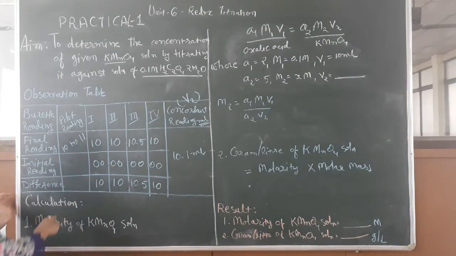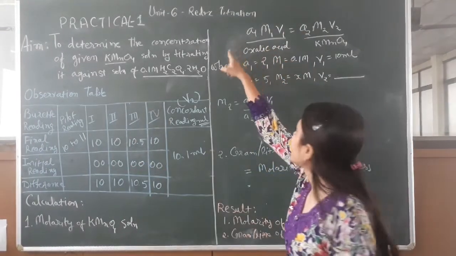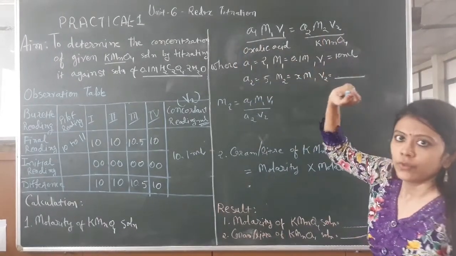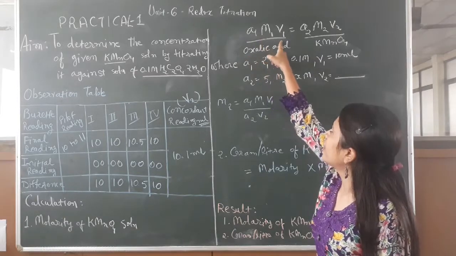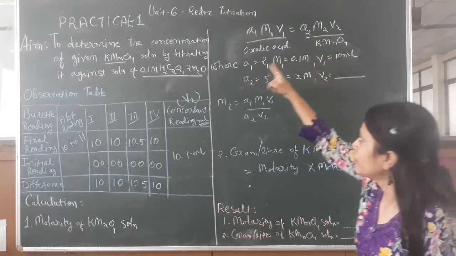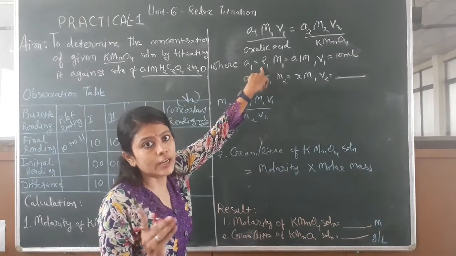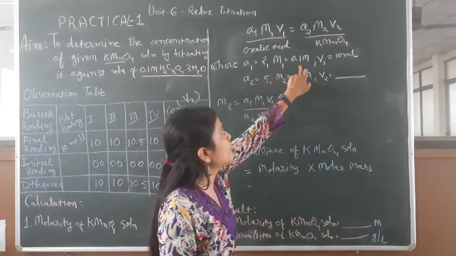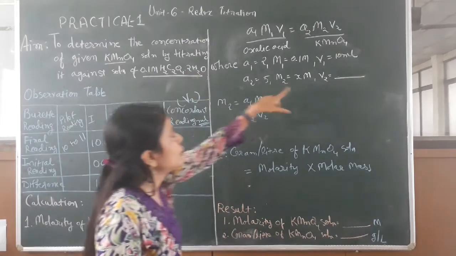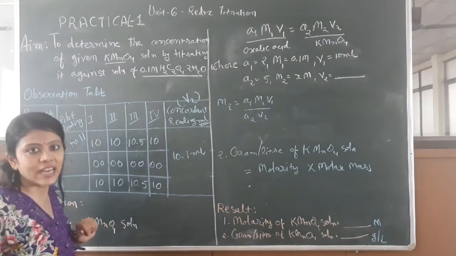Then the calculation, molarity of KMnO4 solution, where our equation is A1M1V1 is equal to A2M2V2. A1M1V1 is for oxalic acid and A2M2V2 for KMnO4, where A1 is equal to 2 because oxalic acid has 2 electrons. Then M1 is equal to 0.1 molar because we have 0.1 molar oxalic acid. V1 is equal to 10 ml, since in the pipette we have taken 10 ml oxalic acid.